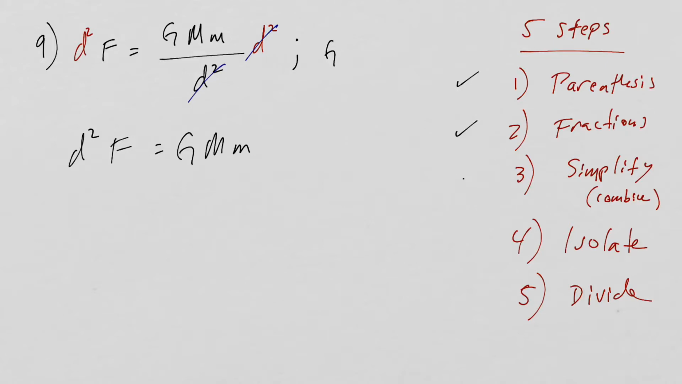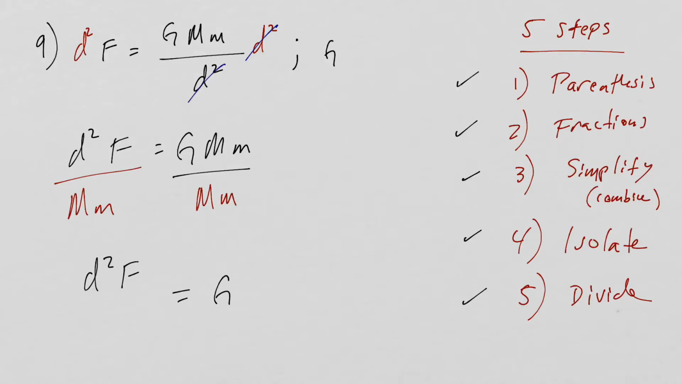There's no like term, so we skip that. We don't have to isolate because the term that has the variable in it is already isolated. In other words, there's only one term over here on the left. So that means it's already isolated. Step 5 is to divide. So we take what we don't want from this remaining term and divide out the items that we don't want in there. So we don't want the big M or the little m. So then we do that to both sides. So our final answer is G is equal to d squared f over mm.